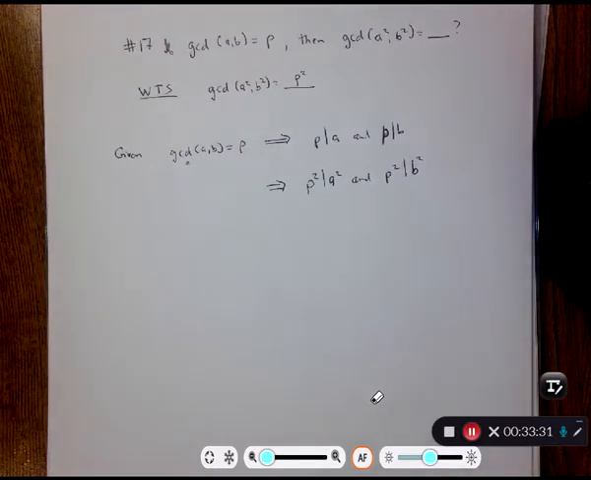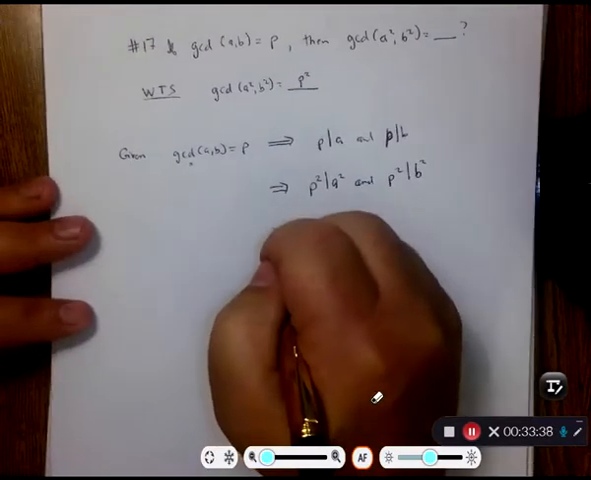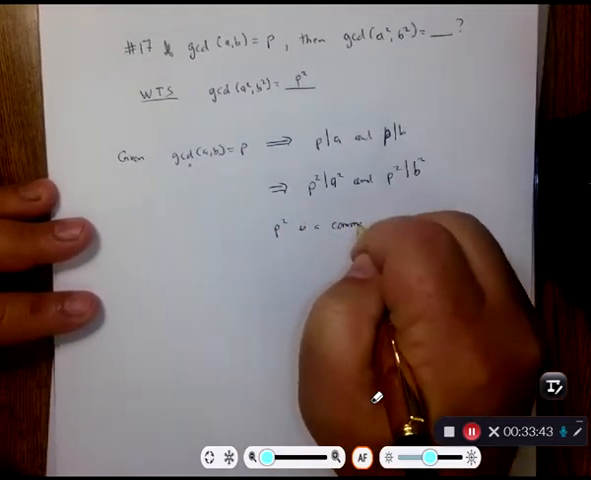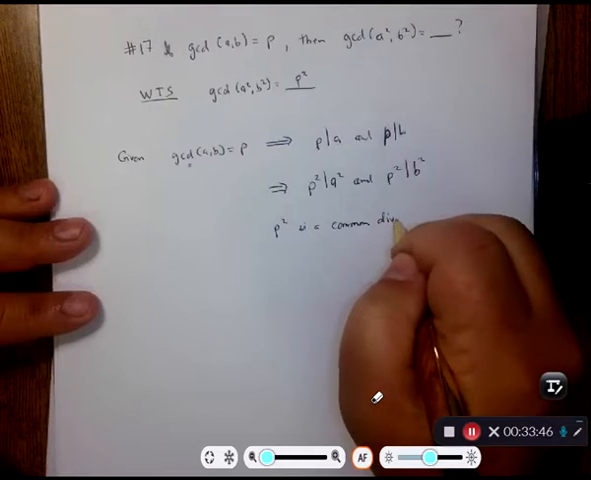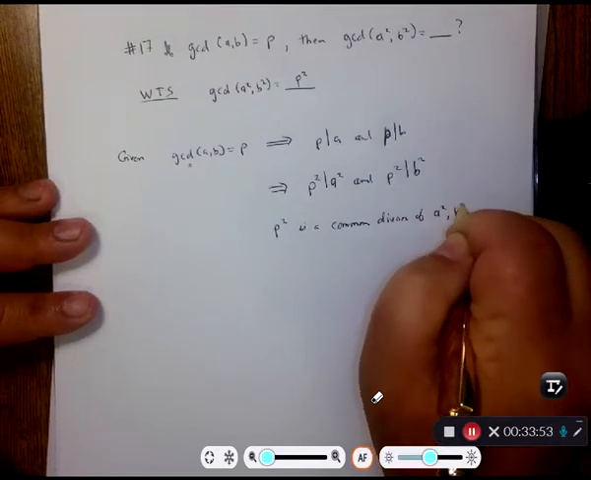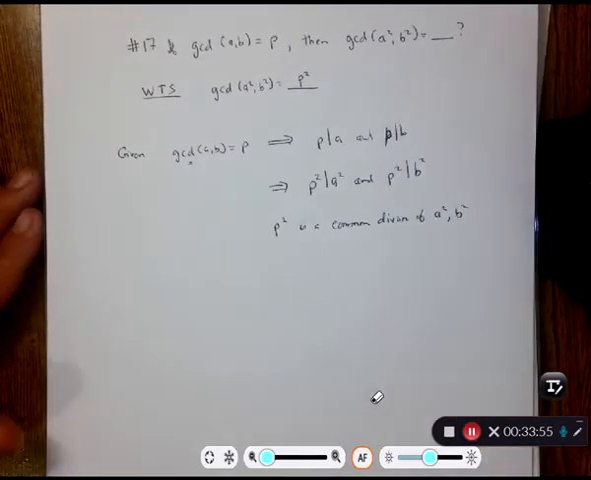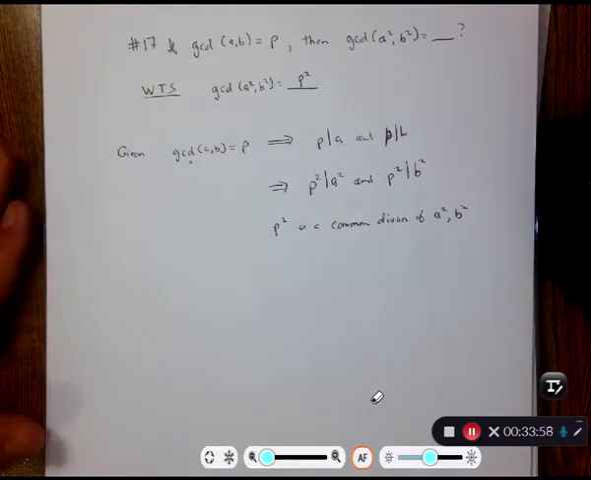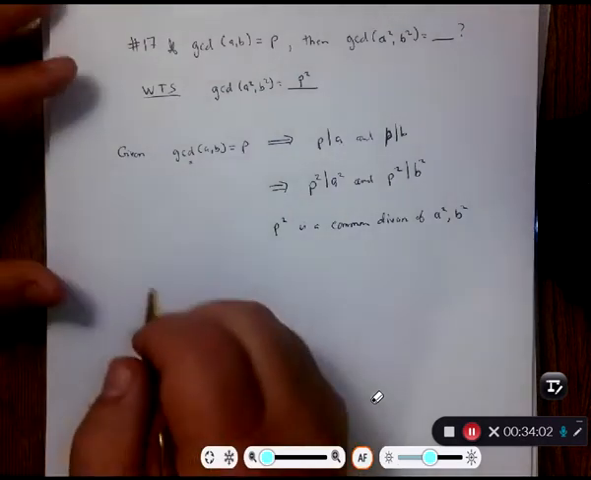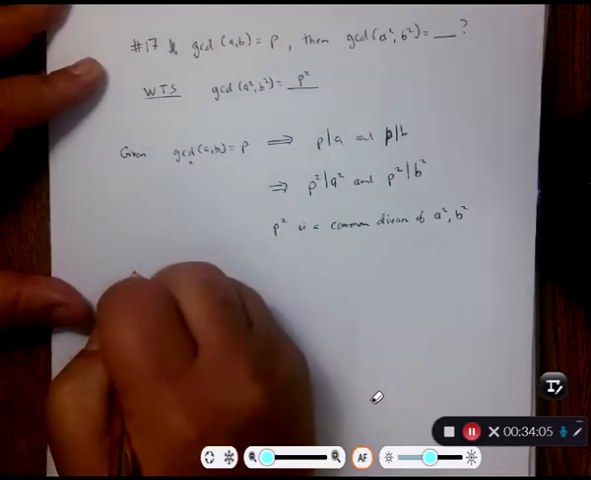What I want to show here is that, therefore, P squared is a common, let's write the words down that I said, divisor of A squared and B squared. But now we've got to talk about it being the greatest. So here's the deal.